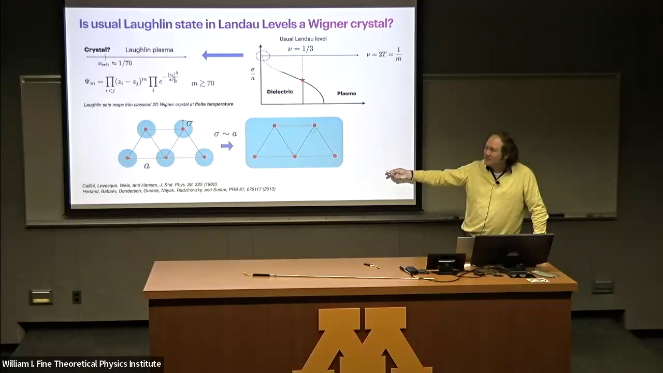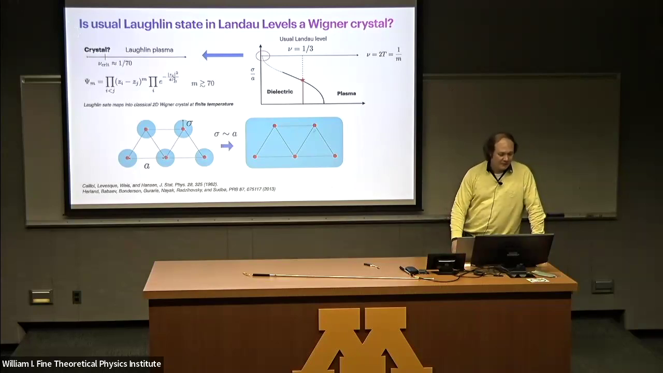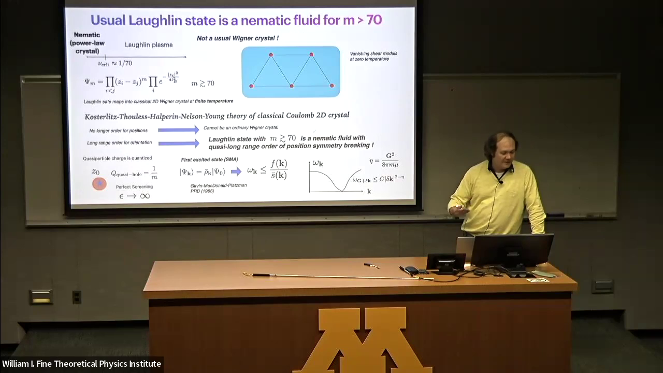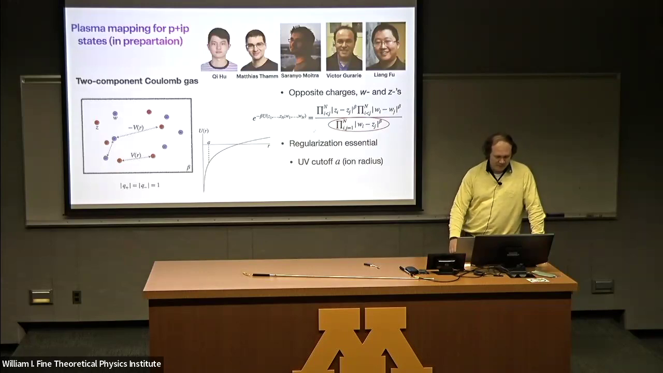it more carefully, and we realized this state is actually not a crystal. This state is better thought of as a nematic fluid, because you have to think of it through the lens of Halperin-Nelson theory of crystals at finite temperature, so it doesn't have true long-range order. This state below 1 over 70 is more like a nematic fluid, but let me skip that. I can comment on it if anybody wants at the end, and go into the Moore-Read discussion.